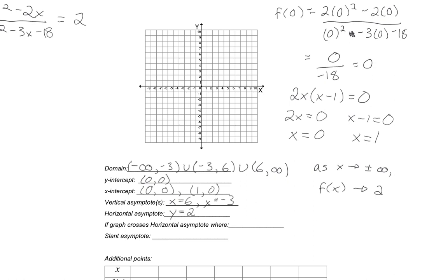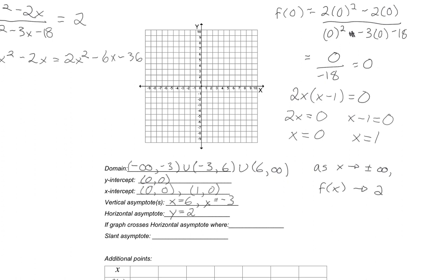So first I'm going to multiply the denominator on both sides, and so we'll get 2x squared minus 2x equals, I'm going to go ahead and distribute this 2. So 2 times x squared is 2x squared, 2 times negative 3x is negative 6x, and 2 times negative 18 is negative 36. Okay? So now I'm going to solve this.